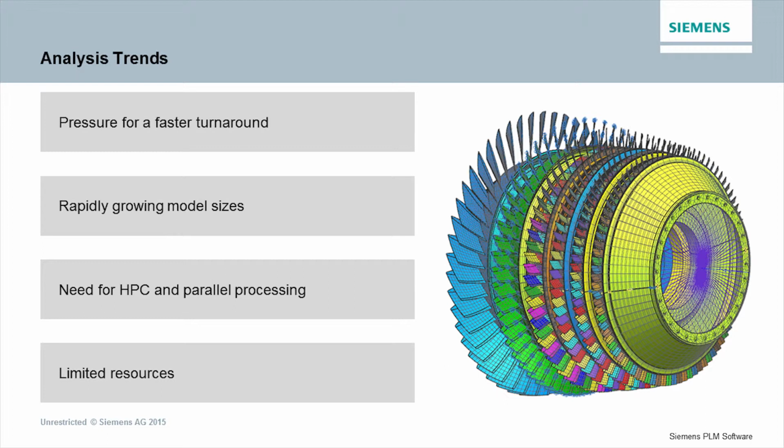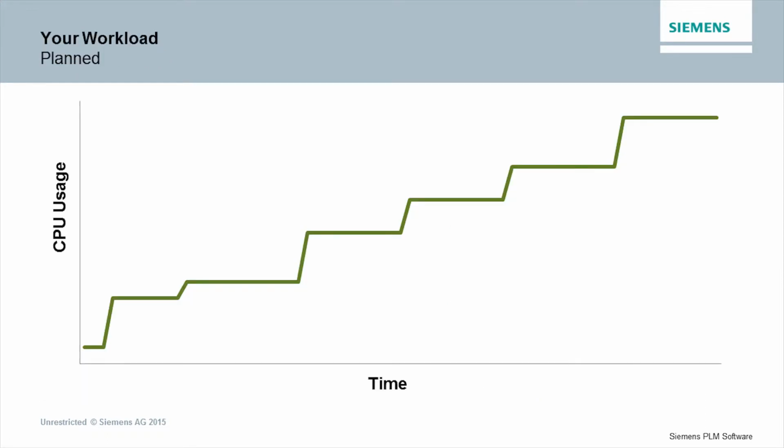But HPC hardware and the maintenance of that hardware comes at a steep cost, and most development companies lack the resources to invest in HPC hardware. Let's look at resource planning in more detail. When making capital expenditure investment decisions, most simulation groups tend to think in terms of this graph, where they expect their CPU usage will incrementally increase over time. Or they may be looking at the maximum amount of CPUs they think they'll need in the near future.